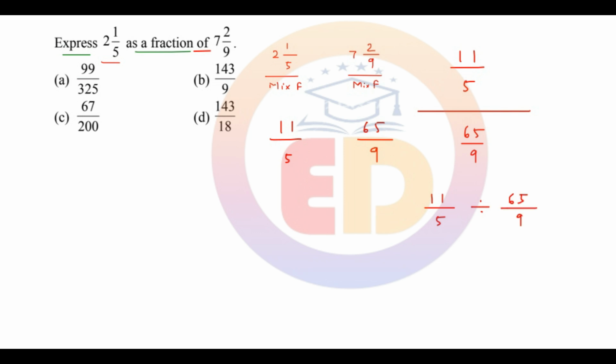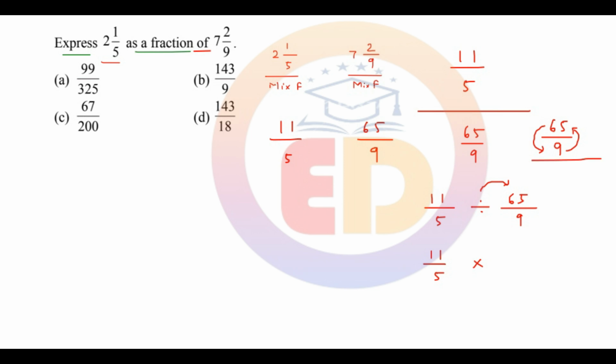Now, how to proceed with the division of fraction? As we have already discussed, we have to convert the division sign to multiplication sign. So this will be 11 upon 5. Convert the division to multiplication, and the fraction which comes after the division sign, take its reciprocal. Reciprocal of 65 upon 9 means we have to make the numerator the denominator, and the denominator will become the numerator. That is the meaning of reciprocal.